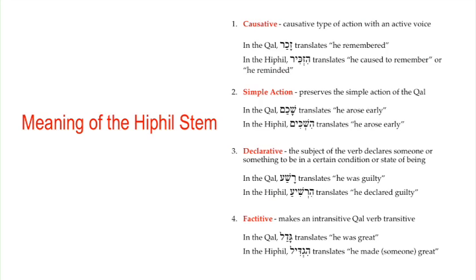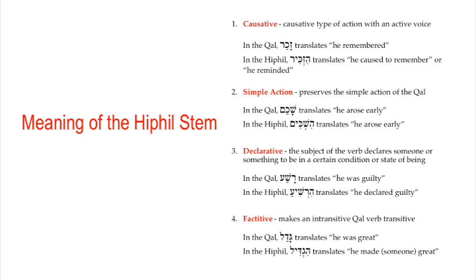Number one, the causative types of action with an active voice. Look at the example here. In the Qal stem, the verb zakar translates he remembered. But in the Hiphil stem, hizkir, the translation is he caused someone to remember or he reminded. You can see in the translation, cause to remember or remind, that there is a causative nuance. That's why we call it the causative stem. Someone is causing something to happen. It's not just simply he remembered, but he caused someone else to remember, or he reminded somebody.